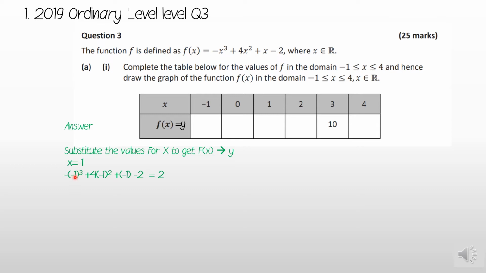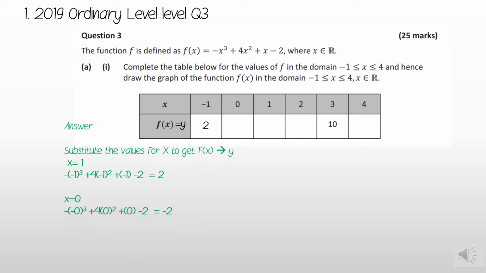This makes it easier to change things in your calculator. You don't have to type the numbers all over again. You just have to change the numbers you put in brackets. These are representing the x value you're putting in. So we have minus, bracket for x. This time we're putting minus 1. So minus 1 cubed, and then plus 4x squared, so 4 times minus 1 squared, plus x, which is minus 1, minus 2. When you put that whole thing in the calculator, you get 2. So f of x is 2.